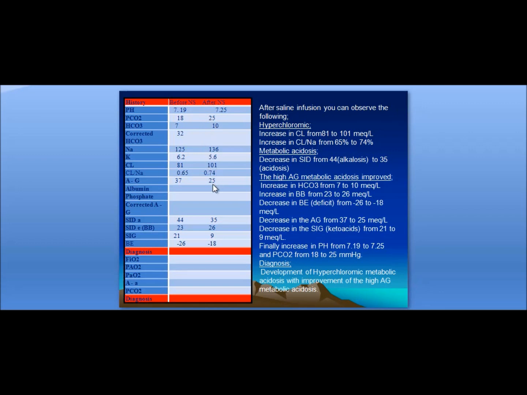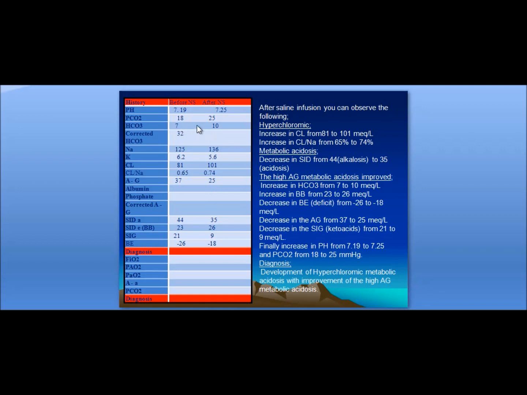When you come to the chloride, increased from 81 to 101, and the ratio chloride to sodium increased from 65% to 74%. So this is some sort of hyperchloremia compared to this. What happened to this hyperchloremia? This is strong ion difference, decreased from 44 alkalosis to 35 acidosis. So this is hyperchloremic metabolic acidosis.